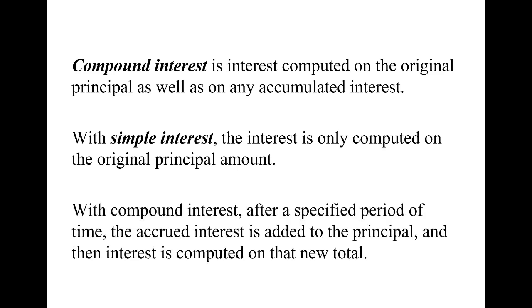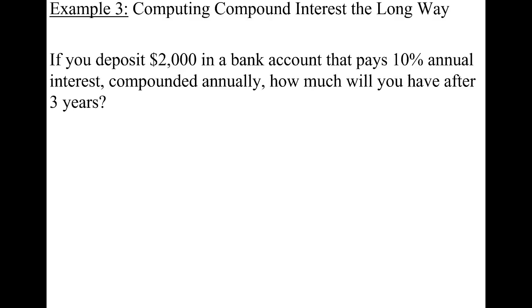So with compound interest, after a specified period of time, the accrued interest is added to the principal, and the interest is computed on that new total. And as you might expect, that can really add up. Let's take a look at how we would compute compound interest just using the simple interest formula we already know. And then in a minute, we'll see how we can combine that into a formula so that we don't have to do it this way every time.